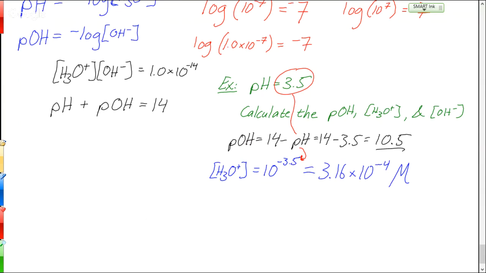All right. So we can get the hydroxide concentration in the same way using the pOH. The hydroxide concentration, we grab the pOH and then do that calculation. And just looking at this before we finish, would we expect this number to be bigger or smaller than the hydronium concentration?